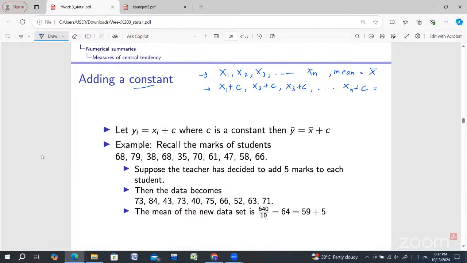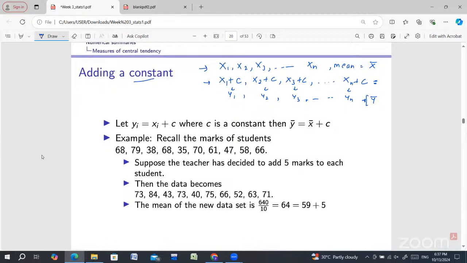Now you want to find the mean for this new data set. Suppose you represent x1 plus c as y1, x2 plus c as y2, x3 plus c as y3, and so on up to yn. Suppose the mean of this data set is y bar. So here you can see that yi is equal to xi plus c.